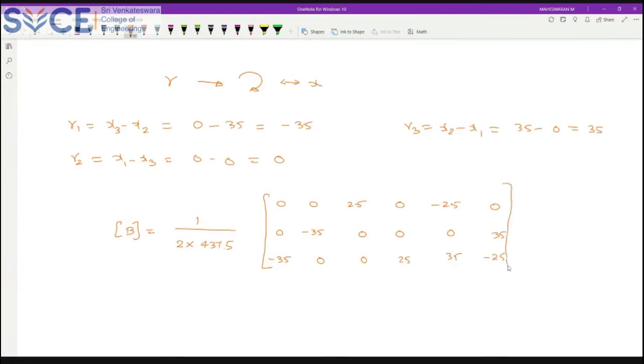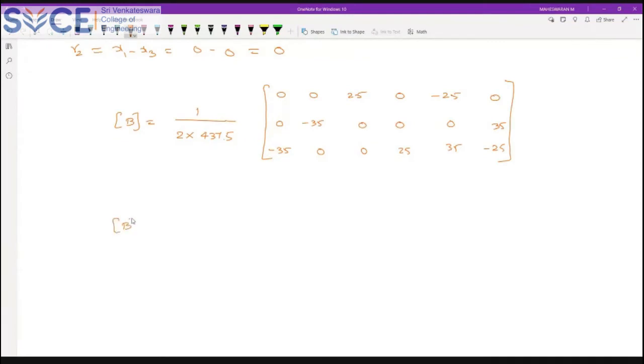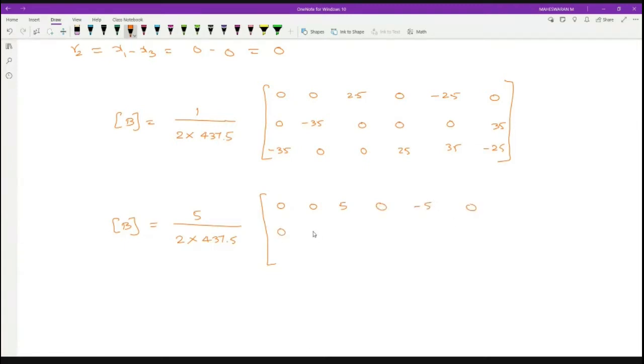These are my values. Let me simplify this. I will take 5 outside so that it will be more simplified. So if I take 5 outside, 5 divided by 2 into 437.5, your matrix will be 0, 0, 5, 0, minus 5, 0, 0, minus 7, 0, 0, 0, 7, and minus 7, 0, 0, 5, 7, minus 5. So this is my B matrix.